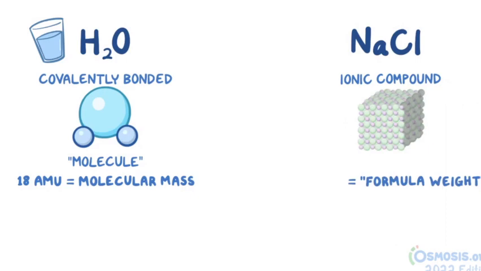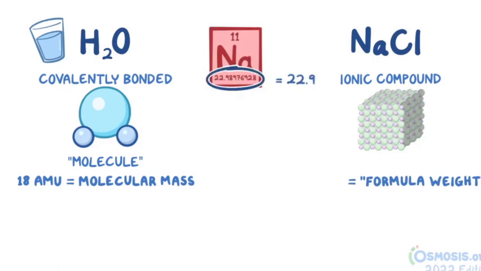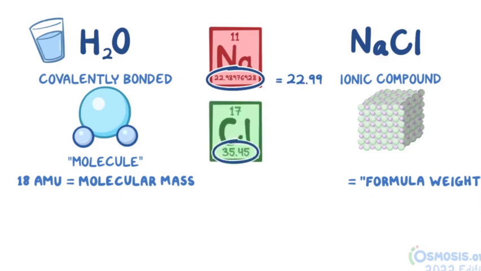We look up sodium on the periodic table, and it has an average atomic mass of 22.99 AMU. We then look up chlorine, which has an average atomic mass of 35.45 AMU. We add these together and find that sodium chloride has a formula weight of 58.44 AMU.